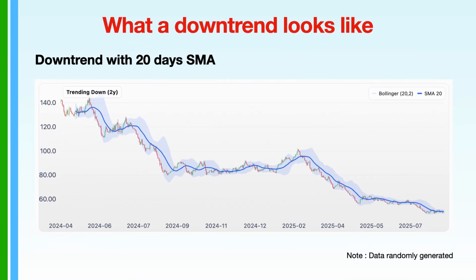This graph shows a downtrend, again with 20 days simple moving average. It has similar characteristics, but note that the Bollinger Band is narrower, and the reason for that is that the share price is somewhat resolutely going down and down and down. So there's not too much variability around the trend down.